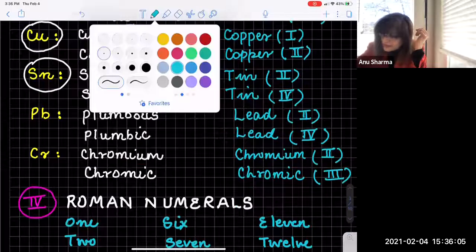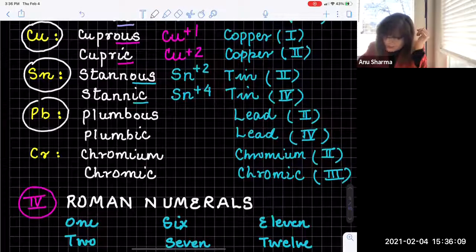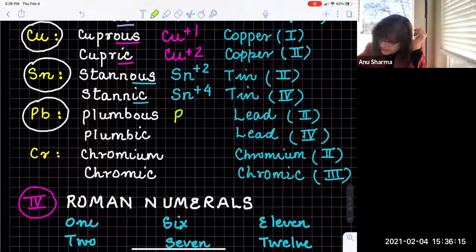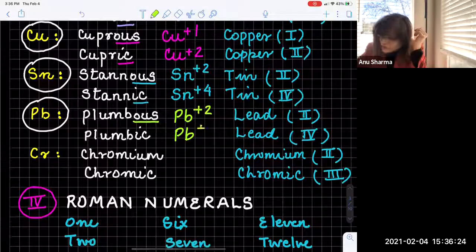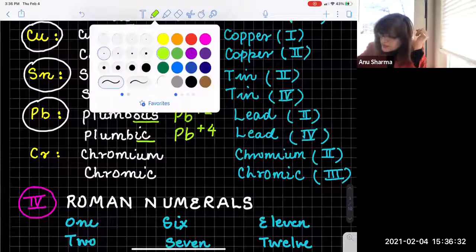So if you look at lead, there is +2 and +4. The symbol is Pb, okay? The lower oxidation state is the +2 state, and the higher oxidation state is the +4 state. Plumbous and plumbic. And we write it in Roman numerals as is seen on the right-hand side. Then comes chromium.